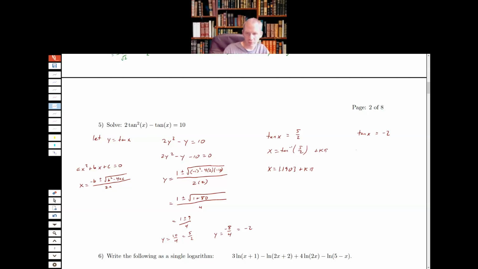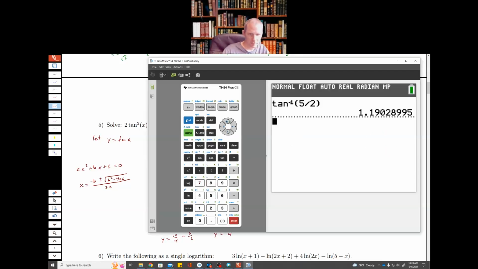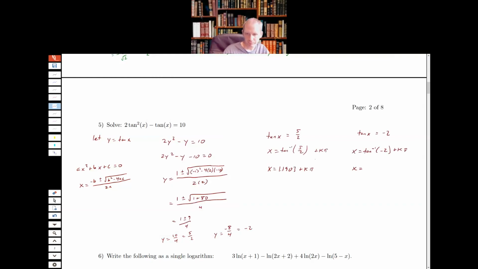Okay. So then for the other one, x is inverse tangent of -2 plus k pi. That's negative 1.1071. Right, and again, plus the k pi, where k is any integer.